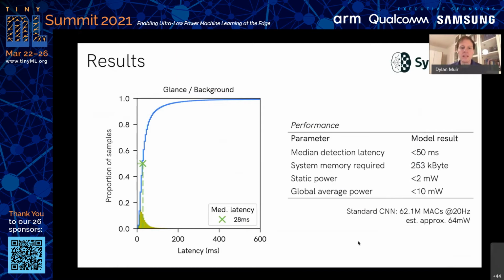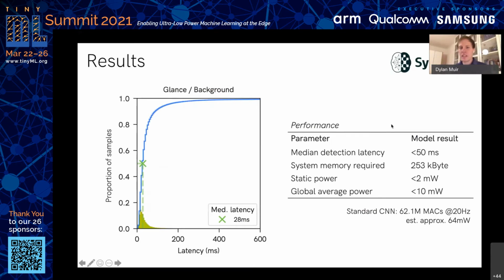So the median detection latency is less than 50 milliseconds. In fact, it's even less than 30 milliseconds. It's a fairly compact network, around 1/4 megabyte. The static power and the global average power, static plus dynamic, for our development kit running this model is around 10 milliwatts, less than 10 milliwatts.